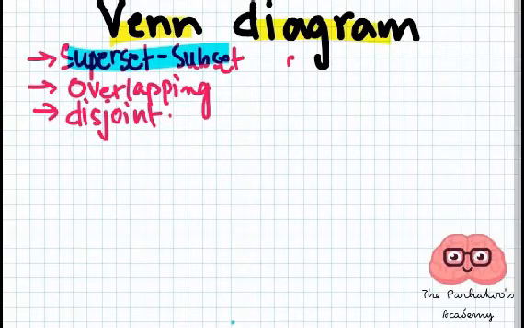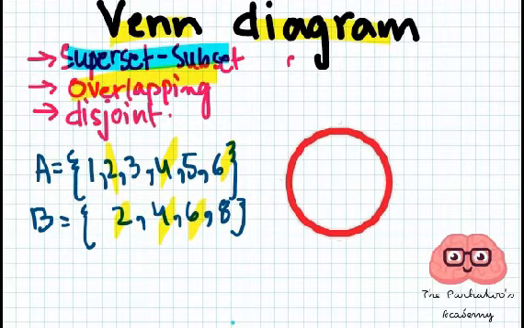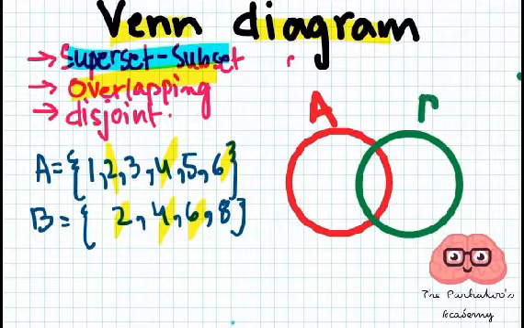Now let's see the second relationship, which is overlapping. In overlapping sets, there are a few elements which are common, and the rest of the others are uncommon. So here let's first figure out the common elements. We have 2, 4, 6 common, and all the others are uncommon. So let's draw this. Let's first draw A. So this is A. Now let's draw B. So here goes B.